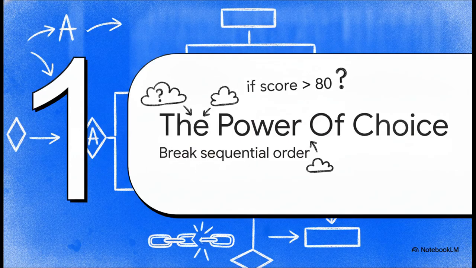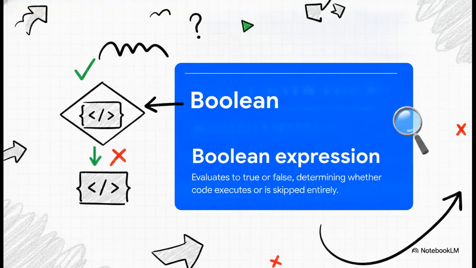All right, Section 1, the power of choice. We are breaking out of sequential execution. So to break out of that rigid, top-to-bottom sequential coding habit, we have to give our program the power of choice. Up until this point in your labs, your programs have probably run every single statement exactly once, right in the exact order that you typed it. We are going to change that today using something called a Boolean expression.